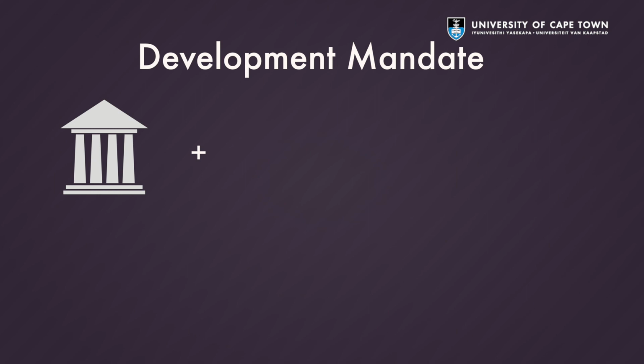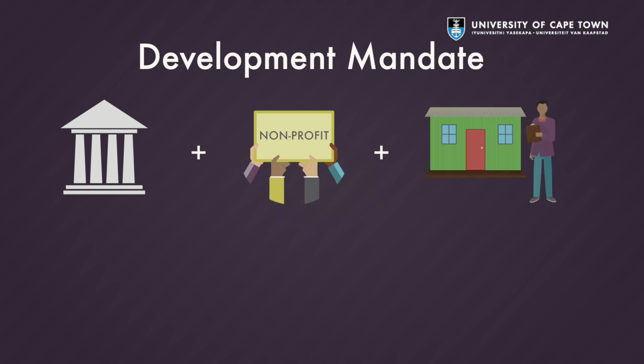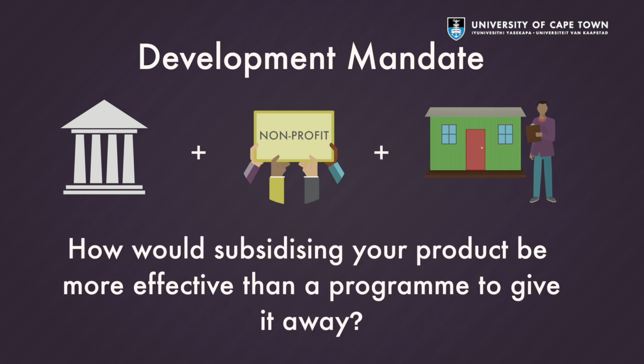For example, if you create and distribute renewable energy, your economics might not work in rural areas, but you could identify third-party payers like local governments, nonprofits, development organizations, or corporates that are interested in communities having access to energy. The important thing to remember is that each of those entities have their own mandates. For instance, for a development mandate of a government, nonprofit, or development organization, an important question to ask would be: how would subsidizing your product be more effective than a program to give it away?